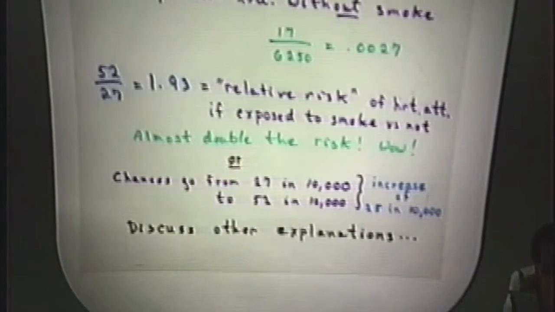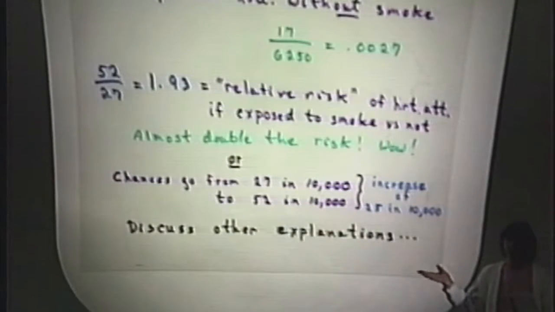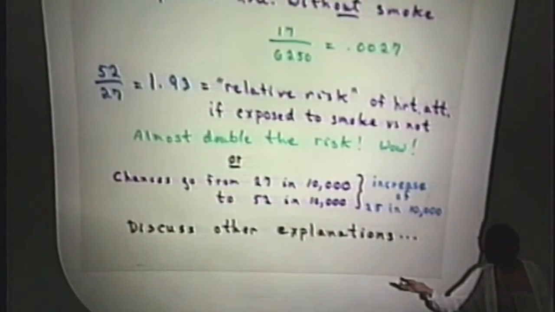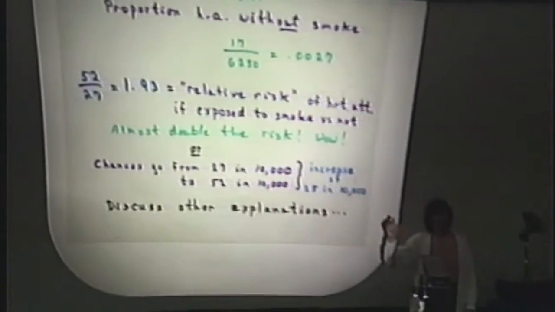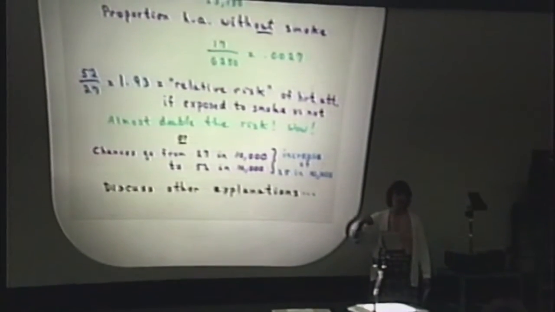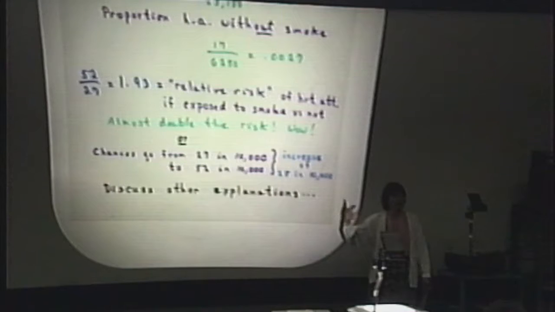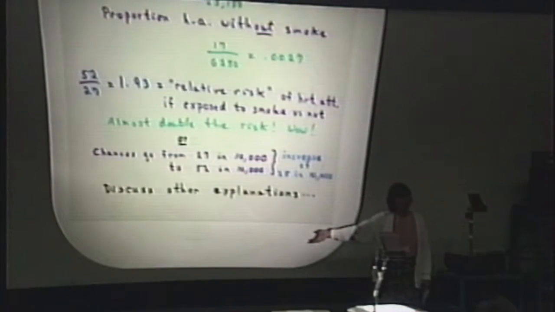Now, at this point, I would go into a discussion of other explanations, and I don't want to go into too much here because of time, but let me just ask you, do you think that if somebody lives with a smoker versus if they don't live with a smoker, is that the only lifestyle difference? Right. There are likely to be other lifestyle differences, and in fact, this is an observational study. So it's really not appropriate to make a cause and effect conclusion.